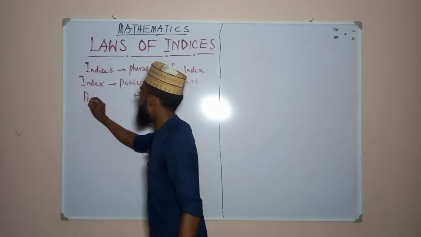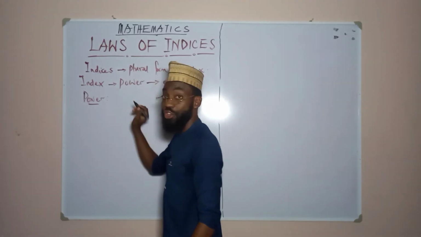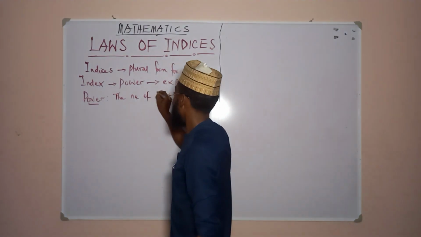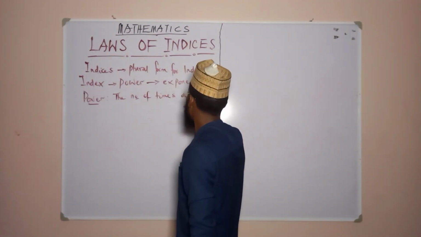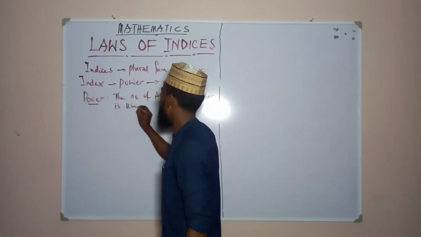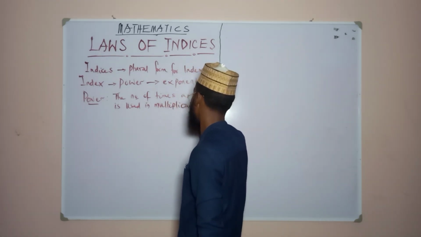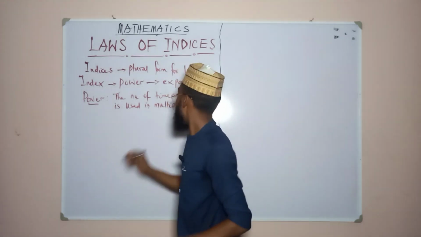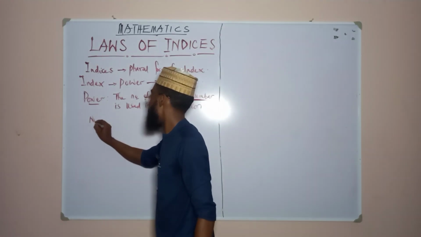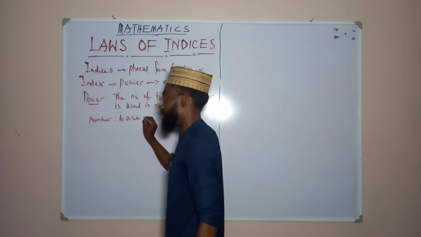Now, what does power mean? The power of a number is usually the number of times a number is used in multiplication. We'll do a little bit on this. What do I mean? And that number is generally referred to as the base. We call that number that we usually make a reference to the base.